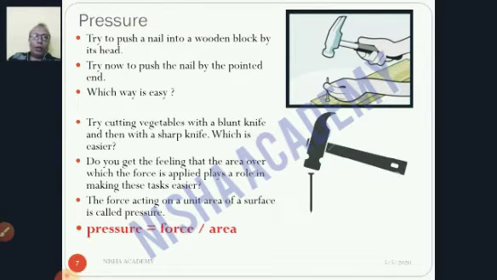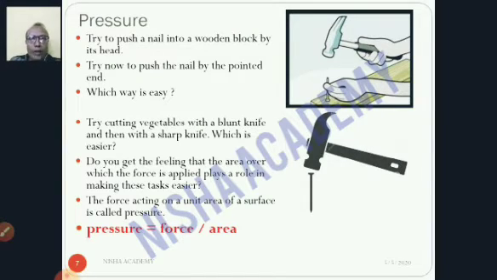Okay, now the new topic is pressure. You can see the two figures indicated here. What can you see in that figure? A man is trying to push a nail into a wooden block by its head. Try to do the same yourself. Can you push the nail into the wood? No, you cannot. Why? Because you are trying to push the nail with its head.